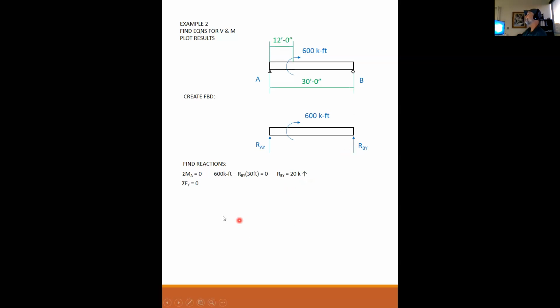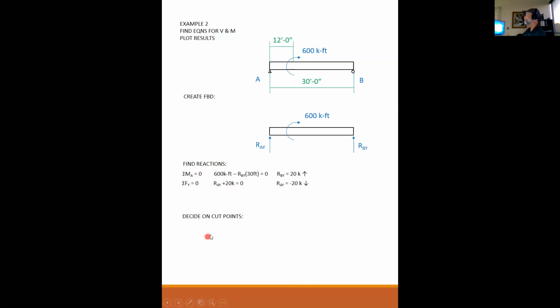Okay, then we sum our forces into Y. And the only forces I have in the Y is my unknown reaction at A, which I assume going up, and my reaction at B, which I know is going up. So they're both positive. Therefore, my reaction at A is minus 20 kips. It's actually down. It's holding that end of the beam down.